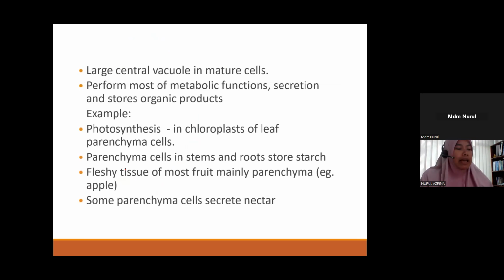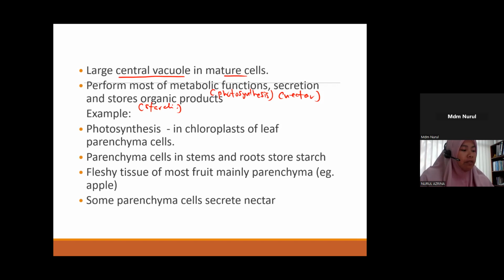Okay, so parenchyma has large central vacuole in mature parenchyma cell, right? It forms most of metabolic function, secretion, like nectar just now, secretion of nectar, for example. Okay, metabolic function like it evolved in photosynthesis, and also store organic product like starch. Okay, so example of function.